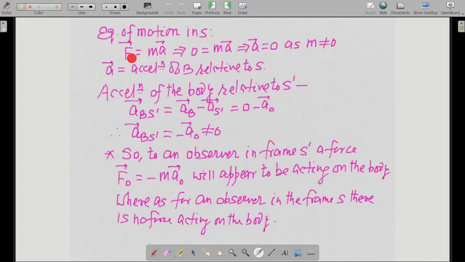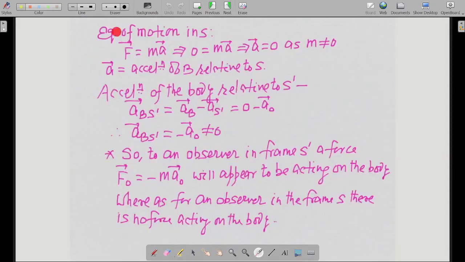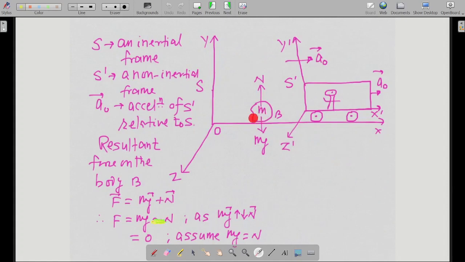Now your resultant force is equal to 0 because mg and normal reaction have already yielded the force to be equal to 0, okay. mg and normal reaction both are in the opposite direction, so that's why the resulting force is equal to 0, right? So equation of motion in S, F equal to ma, so it will be 0 equal to ma, that implies a equal to 0, right? So your mass will go into the division over here, and this a vector equal to 0, okay. What is this a vector? A vector means the resultant acceleration on this particular mass with respect to the inertial frame.